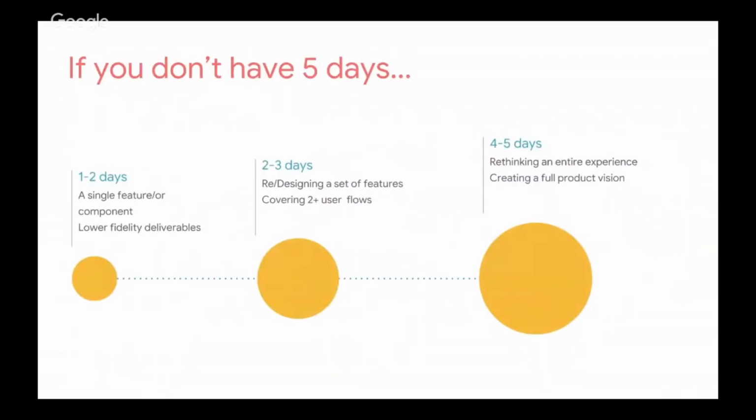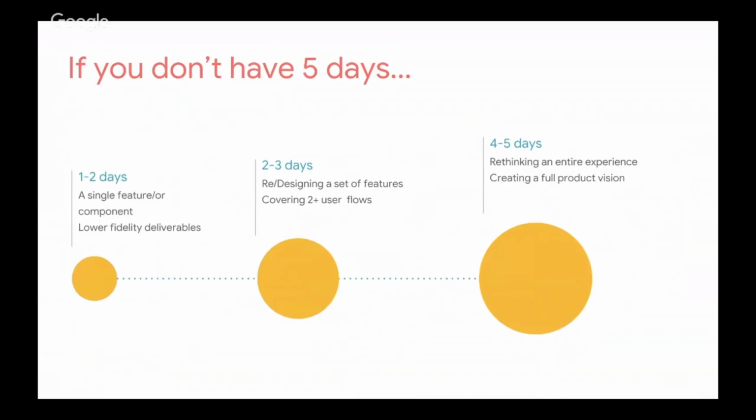Now, not everybody has 5 days to give to a sprint, so that is okay. There are other options in different sizes, so to speak. So all you have to do is narrow down the scope of what you're trying to achieve. If you only have 1 to 2 days, you can really sprint a single feature or component, and you'll have lower fidelity deliverables. In 2 to 3 days, you can do a set of features and maybe even 2 user flows. If you have 4 to 5 days, you can really rethink an entire experience and create a full product vision.